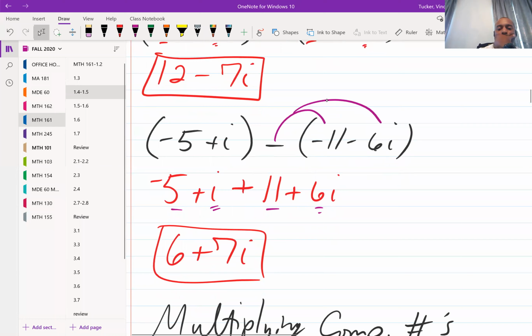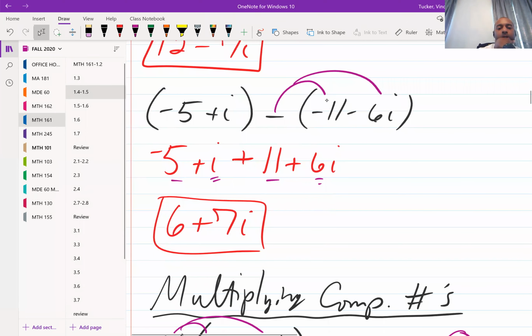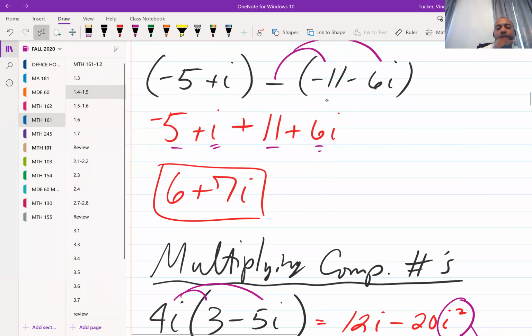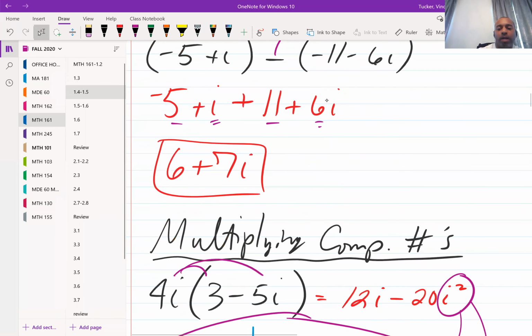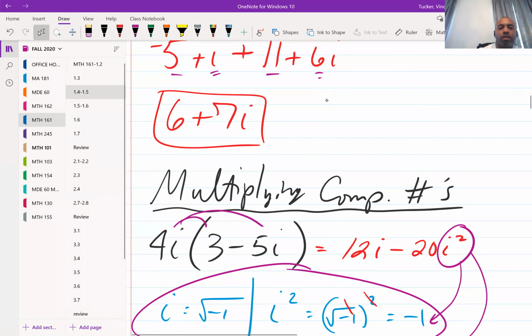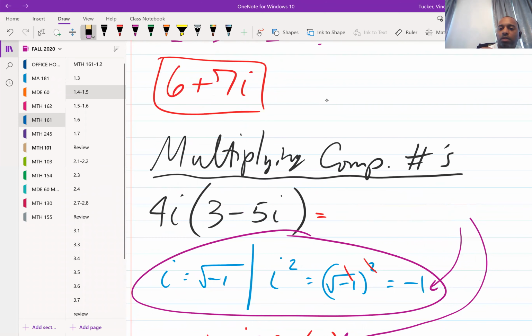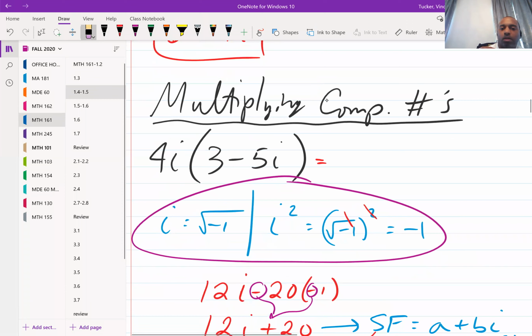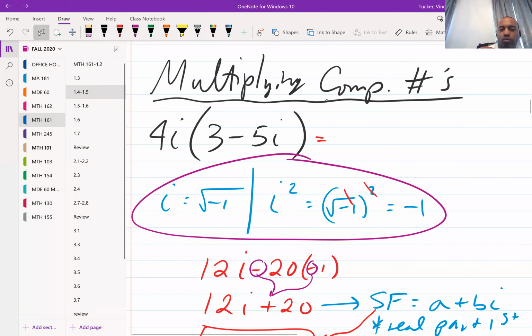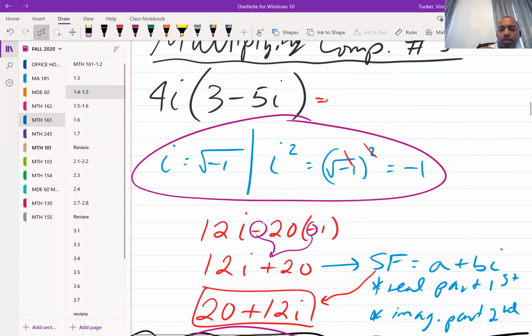Scroll up. Last thing we'll do for today is multiplying your complex numbers. Everybody good with the adding and subtracting? Okay. Let me erase some of this stuff. Let me get that up here. See what part I want to keep, where I want to start.